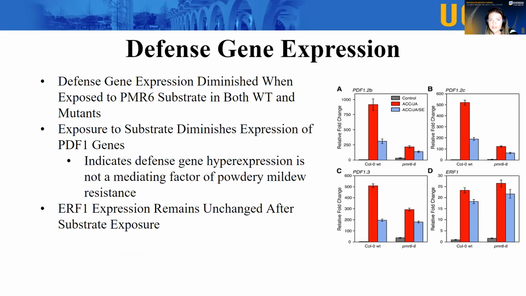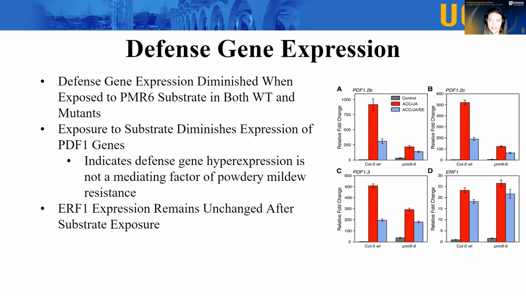It was also previously hypothesized that the mutant is naturally powdery mildew resistant due to amplification of defense gene expression. So we took wild type plants and exposed them to Pmr6 substrate, and via RT-PCR, we observed defense gene expression, specifically the PDF family and the ERF family, which are the major defense gene components in Arabidopsis. And what we actually saw was diminished expression of PDF family genes. So this indicates that exposure of the wild type to the substrate depresses defense gene expression. So this was contrary to what was previously hypothesized.